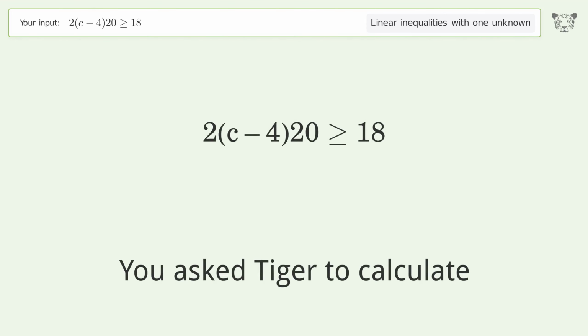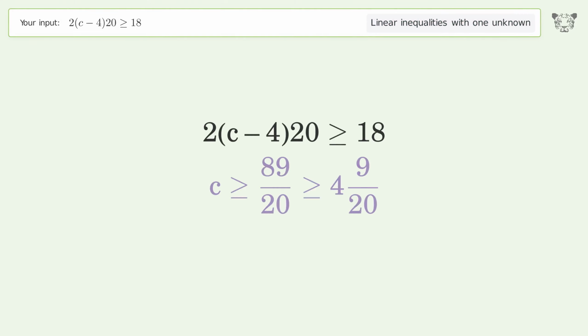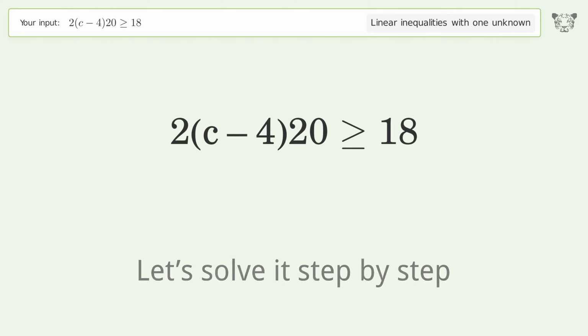You ask Tiger to calculate. This deals with linear inequalities with one unknown. The final result is c equal or greater than 89/20 equal or greater than 49/20. Let's solve it step by step.